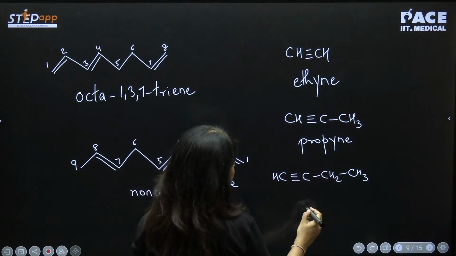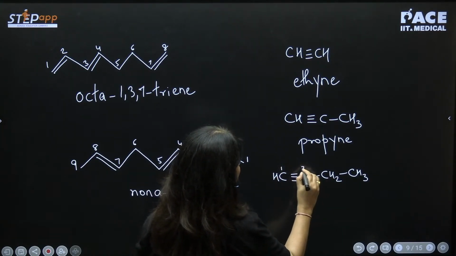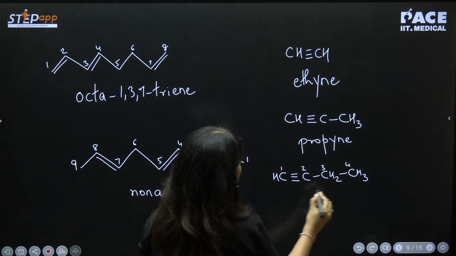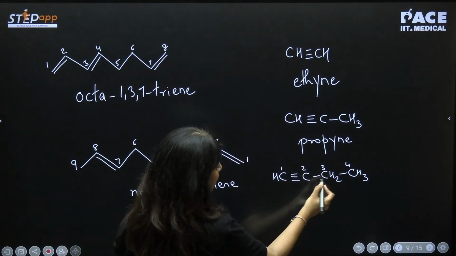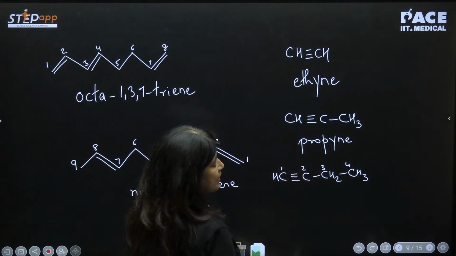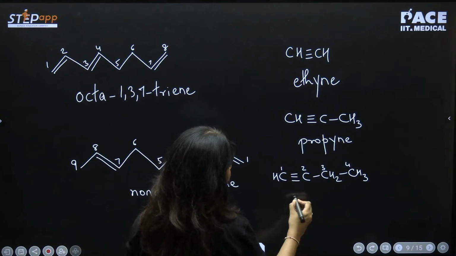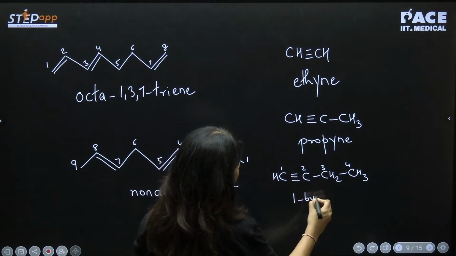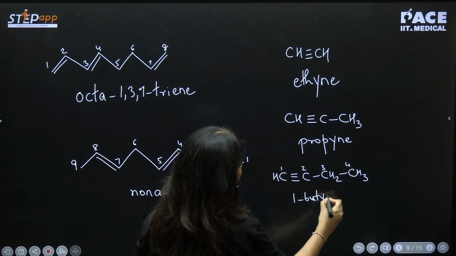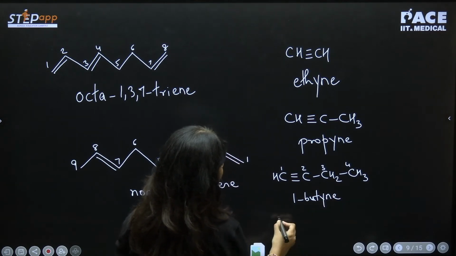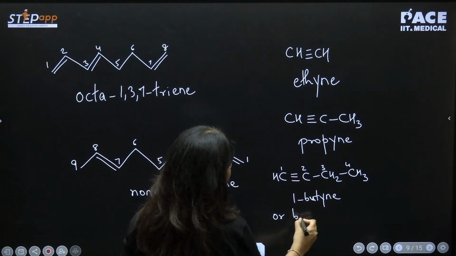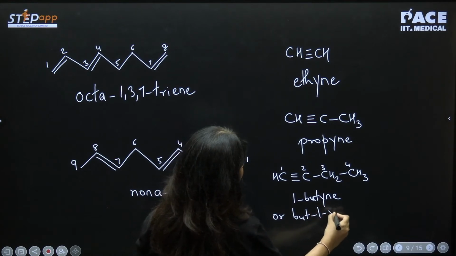Four carbon atoms. Numbering will begin from this end because I can also have the triple bond in between the carbon chain. So numbering is compulsory here. This is 1-butyne. Or you can also write it as but-1-yne.